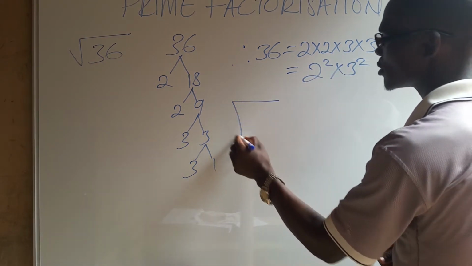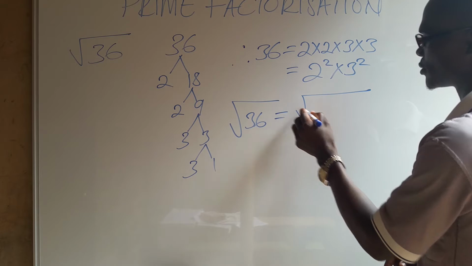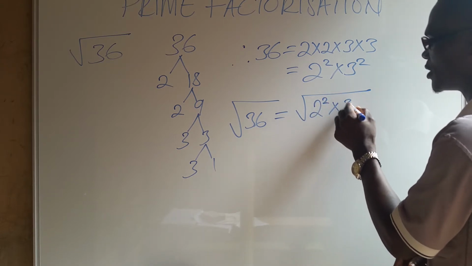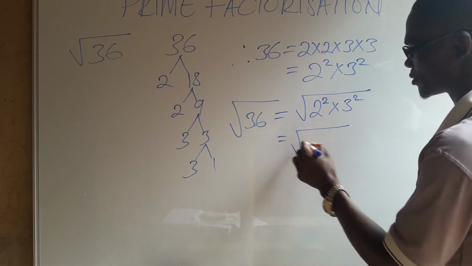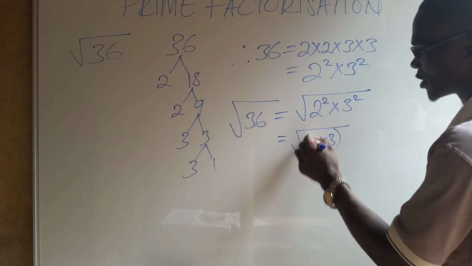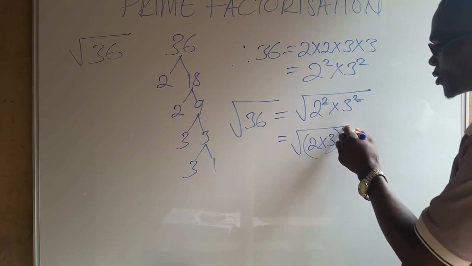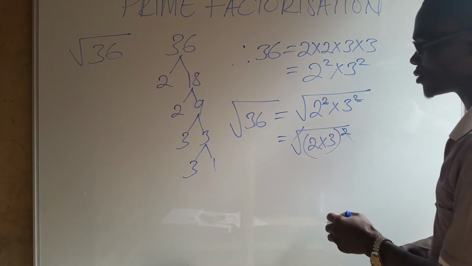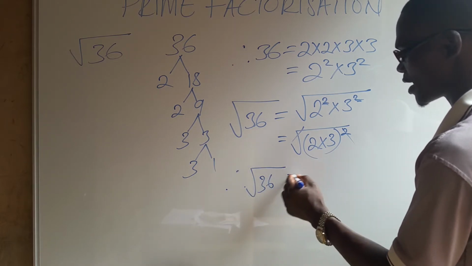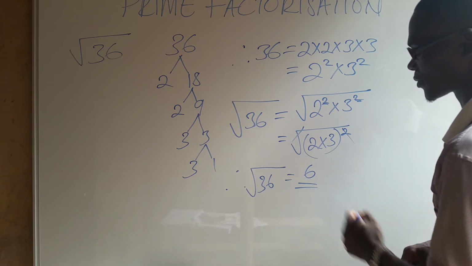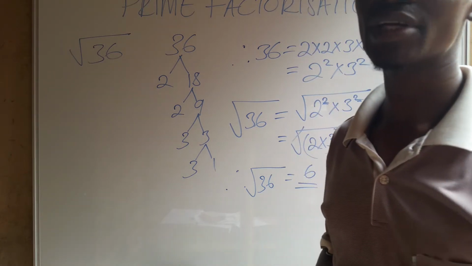So, to get the square root of 36 is the same as the square root of 2 squared times 3 squared, which is the square root of 2 times 3 all squared. We give them a common square since they all have the same power, which is cancelled by the square root, and therefore it gives us the square root of 36 as 6. So that is how we use prime factorization to get the square root.